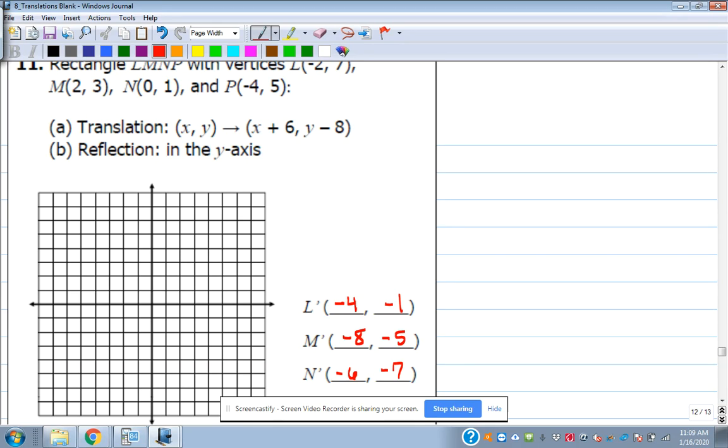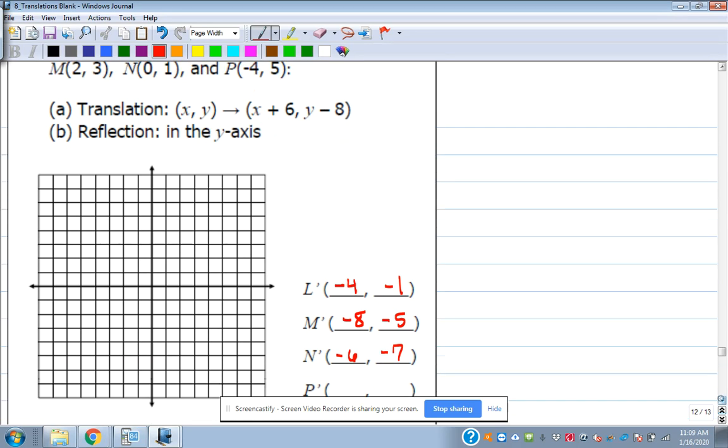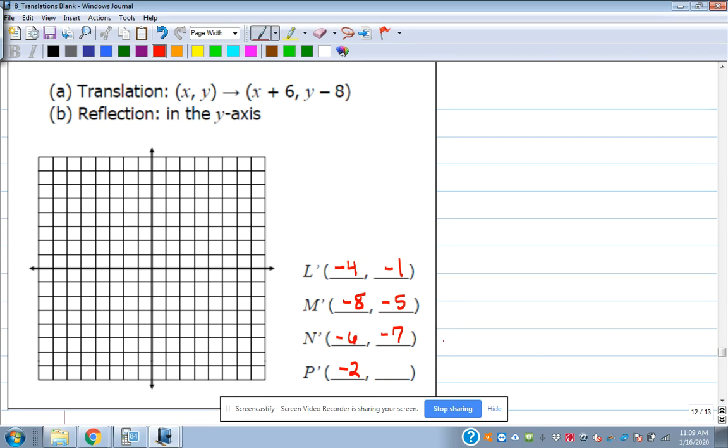And then P would be negative 4 plus 6 is 2. Make that negative. And then 5 minus 8 is negative 3. And then you could plot the pre-image and the image there.